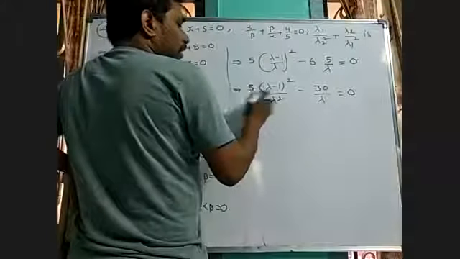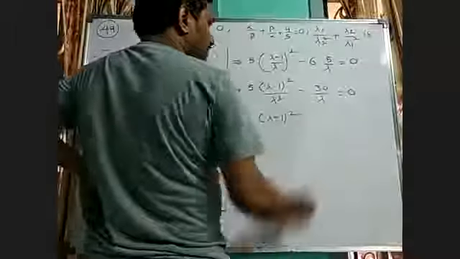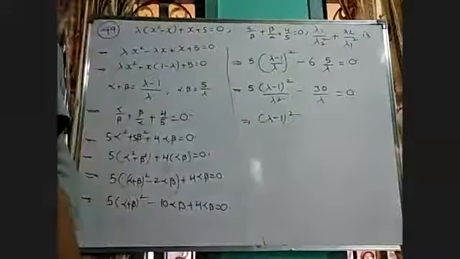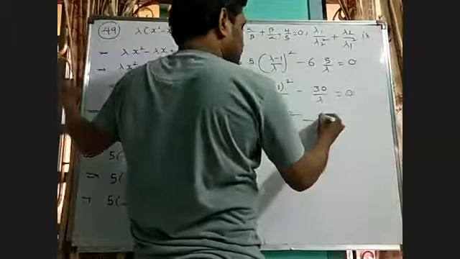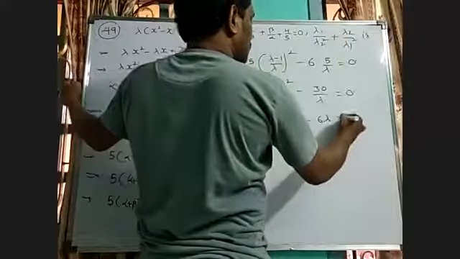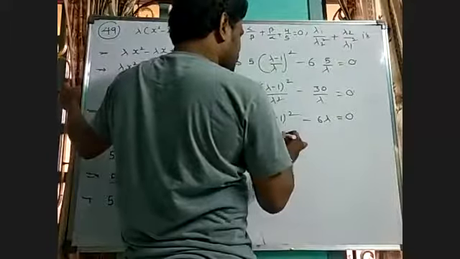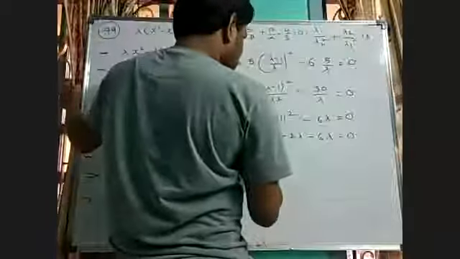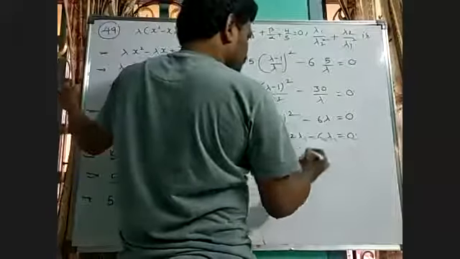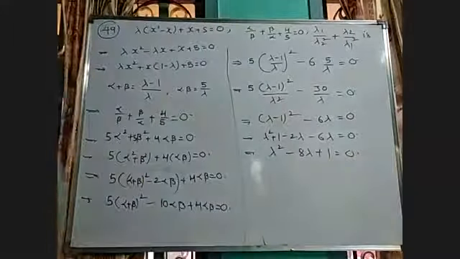Here, if you take 5 common, what we get? 5 into lambda minus 1 whole square, this value is what? Minus 6 lambda. Okay, here lambda square plus 1 minus 2 lambda minus 6 lambda equals to 0. Lambda square minus 8 lambda plus 1 equals to 0.